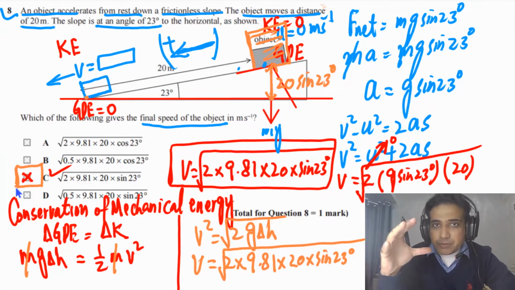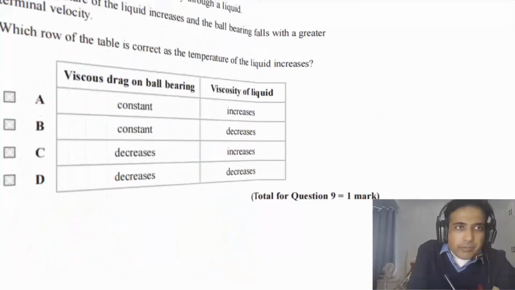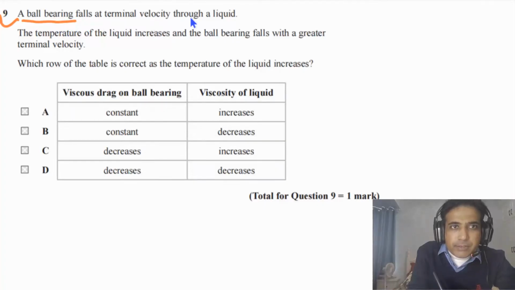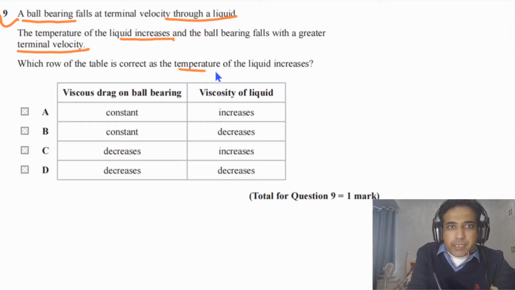A beautiful question. Try to do this one using these two different methods. This will help you to improve your understanding of forces and kinematics. Question 9 says a ball bearing falls at terminal velocity through a liquid. The temperature of the liquid increases and the ball bearing falls with a greater terminal velocity. Which row of the table is correct as the temperature of the liquid increases?